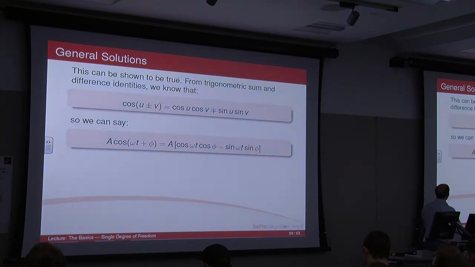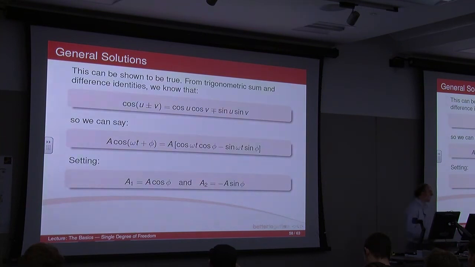And so we had cosine of omega t plus phi, so you can plug in that equation. I've taken this equation here and used this result over here. You end up with cosine omega t cosine phi minus sine omega t sine phi. What we do is define a1 to be a cosine of phi and a2 to be minus a sine of phi.